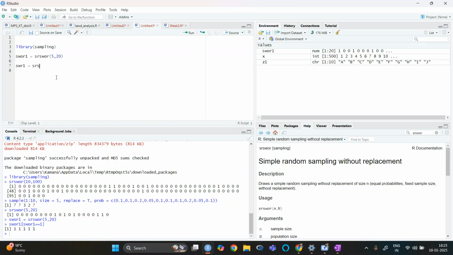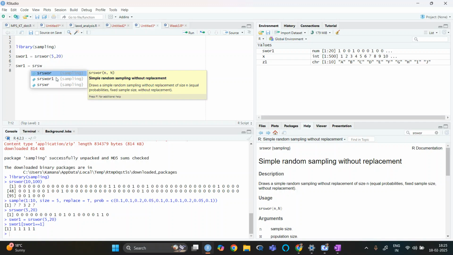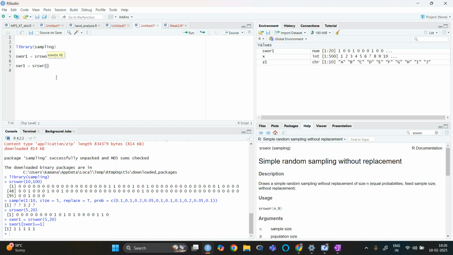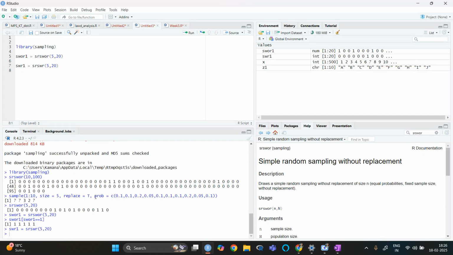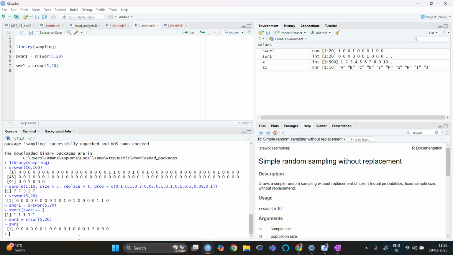Okay. The next is that if I do the similar one, SRSWR, and then 5, 20. So here we can see that it is taking 1, 1, 1, and 2. So basically this index is repeated, whereas the other one is not taken.